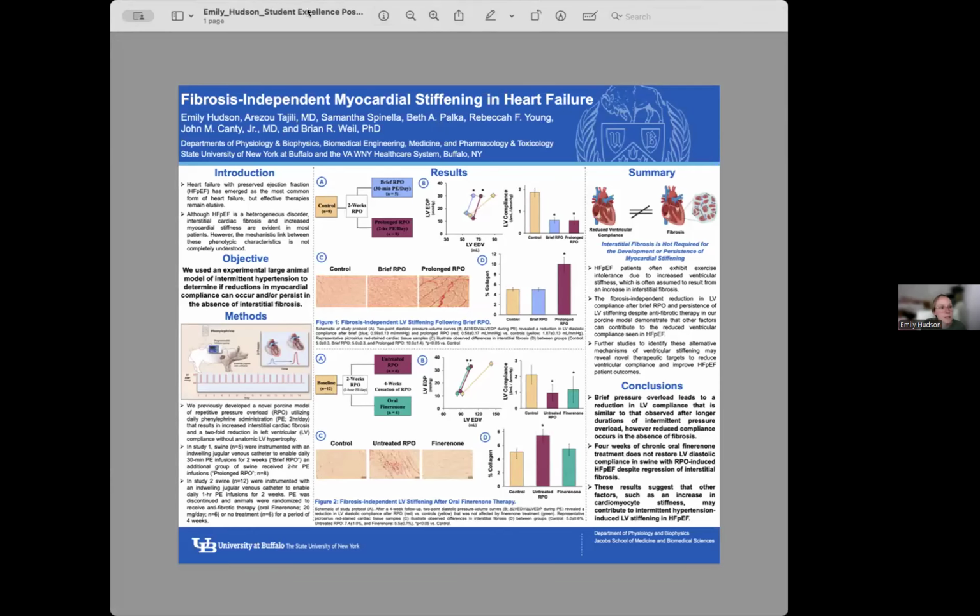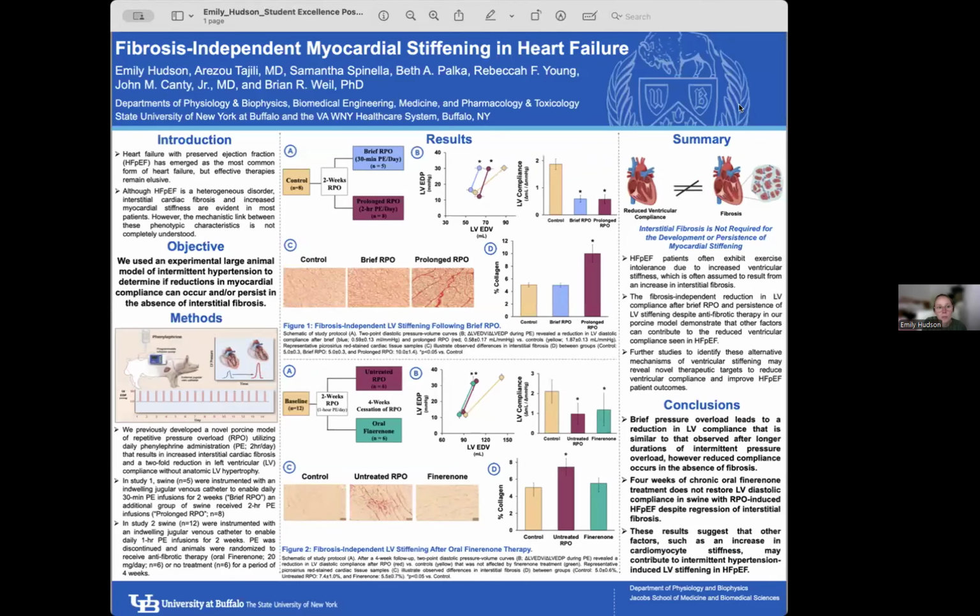Okay, hi everyone. My name is Emily Hudson, and I'm a graduate student in the Department of Physiology at the University of Buffalo. Today I'll be talking about my work entitled Fibrosis Independent Myocardial Stiffening in Heart Failure.